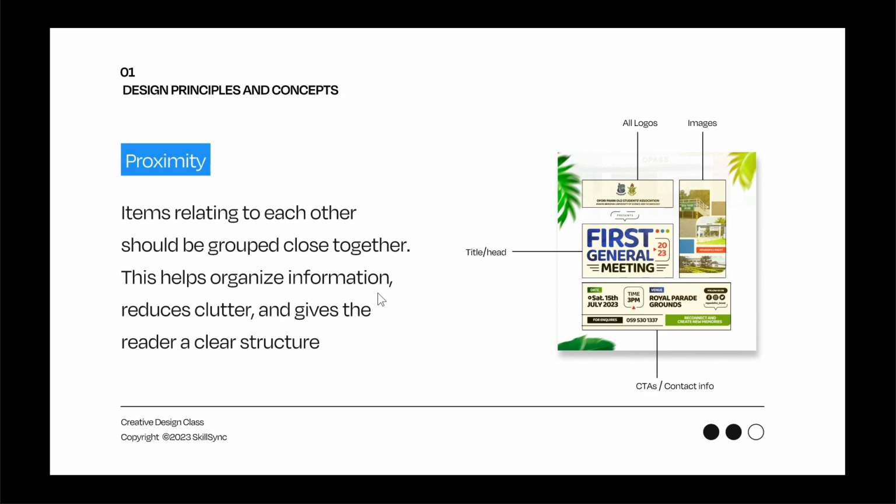We talk about proximity. On our far right here, we see that in this design we have the logos at the top, the images on one side, the title at the head, and then the other information on one side. So whenever you pick a collaborative event flyer and read through it, you realize that the logos are at the top or at the bottom.